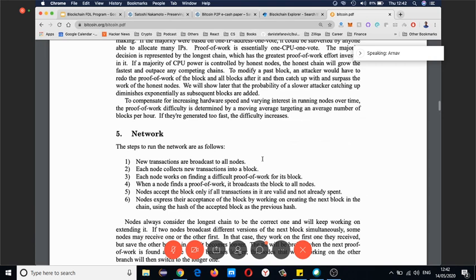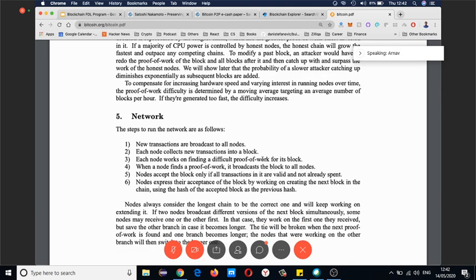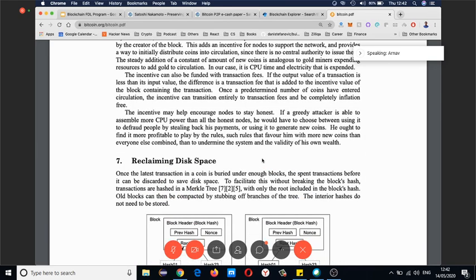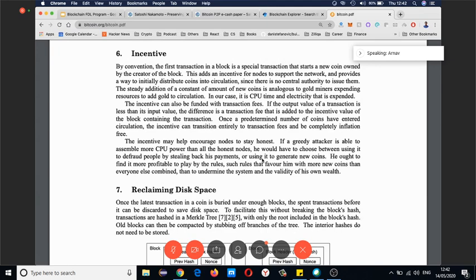And for the node, new transactions are broadcast to all nodes. This is again very basic stuff. Again, about the incentives. The incentive is to get Bitcoin rewards. That's why miners are mining blocks.